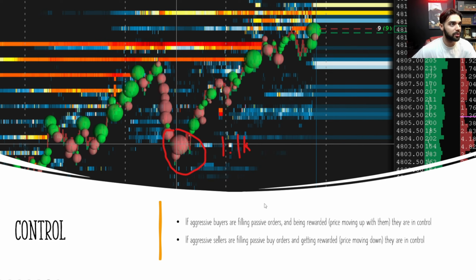That's how you use a book map to read what's happening, right? If aggressive sellers are filling passive buy orders and getting rewarded, prices moving down, they're in control. Same thing you'll see here, but just backwards, the opposite direction.